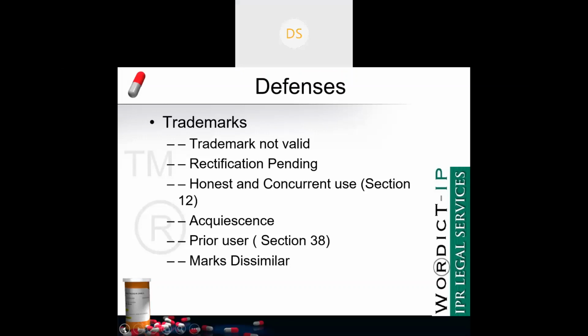Now, there was a problem which arose when we wanted to file an infringement suit against that person. When we filed it in Vizag, he took the ground of Section 12, saying, I also was using this mark for so many years. I have the proof. Though I'm not a registered owner, I've been using this mark for almost 7 to 8 years. Then finally, the matter was settled out of court. But honest and concurrent user is a very strong defense for the defendant.